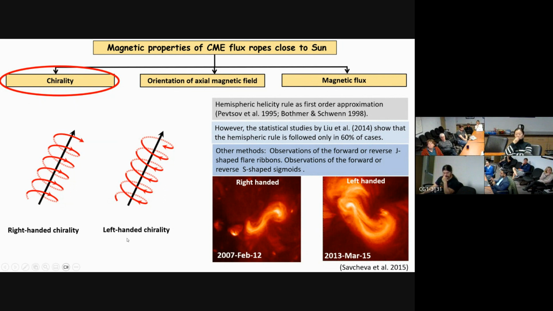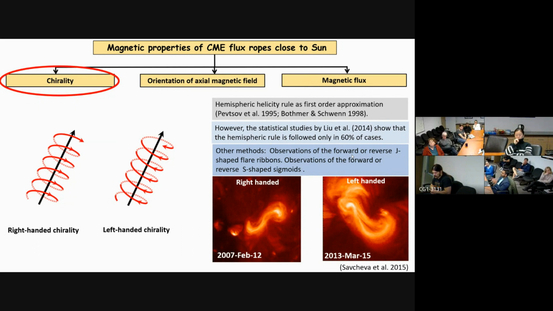So using the erupting structures, if you look at the UV images, sometimes they are accompanied by sigmoidal structures. We can look at how the sigmoidal structures are shaped, whether they are forward S-shaped or reverse S-shaped. Depending on this morphology, we can identify the chirality of this structure.